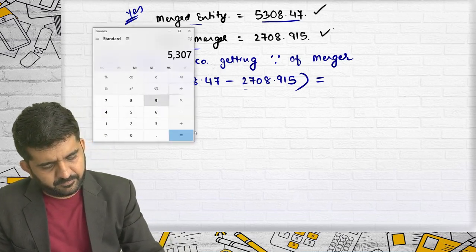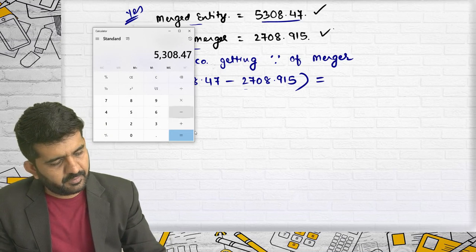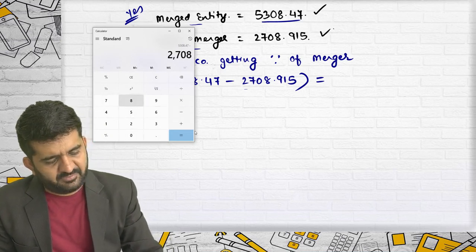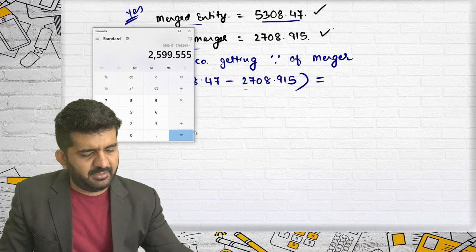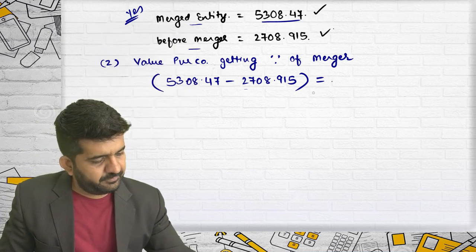It is 5308.47 minus 2708.915. It is 2599.555.